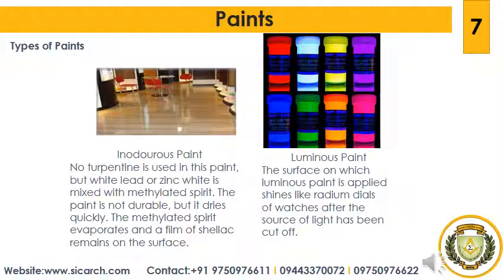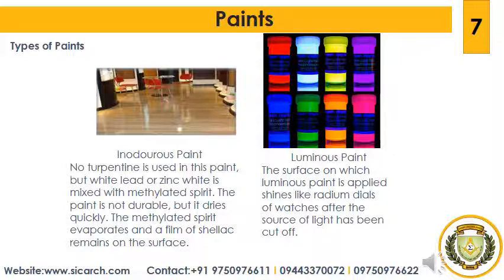So the 11th type of paint that we are going to see is Inodorous paint. No turpentine is used in this paint, but white lead or zinc white is mixed with methylated spirit. The white lead or zinc white is well ground in oil. The shellac with some quantity of linseed oil and castor oil is dissolved in methylated spirit. The paint is not durable but it dries quickly. The methylated spirit evaporates and a film of shellac remains on the surface.